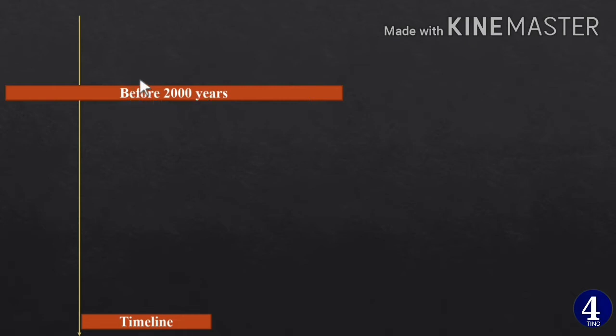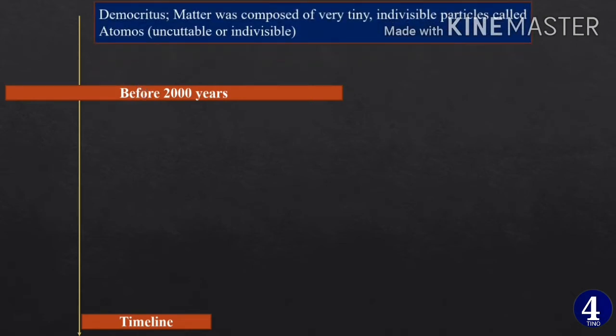Okay, so 2000 years ago, some philosophers like Democritus were thinking about something. He wondered, what if I cut something in half and again in half and again in half? Will there be a point at which I cannot break that substance into half? In other words, will there be a smaller particle which makes up that matter which I may not be able to cut in half? And he said yes, and he called that small particle atomos.